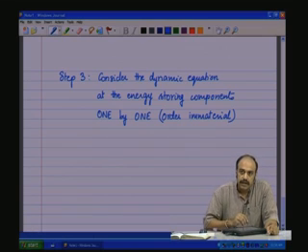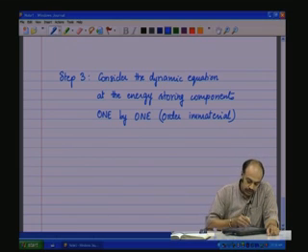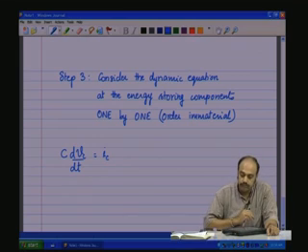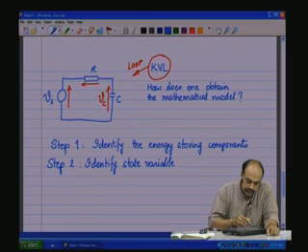In this case there is only one energy storing component, which is the capacitance. So, we need to look at the equation of the capacitor alone. The equation of the capacitance is C dVc by dt equal to the current through the capacitance.